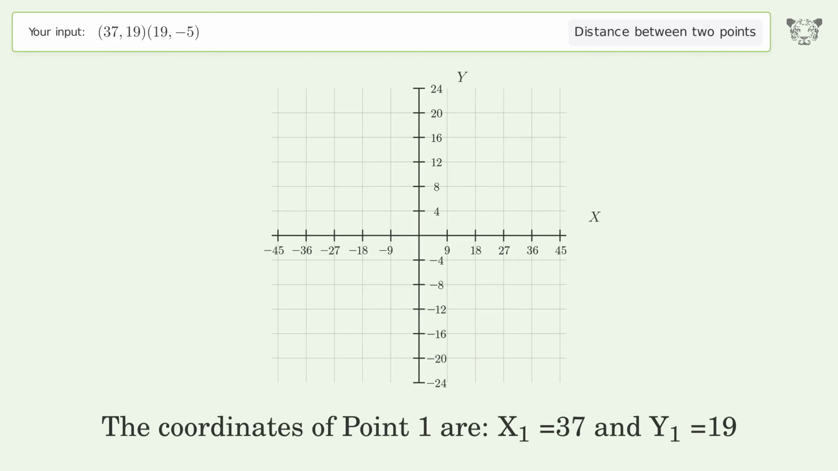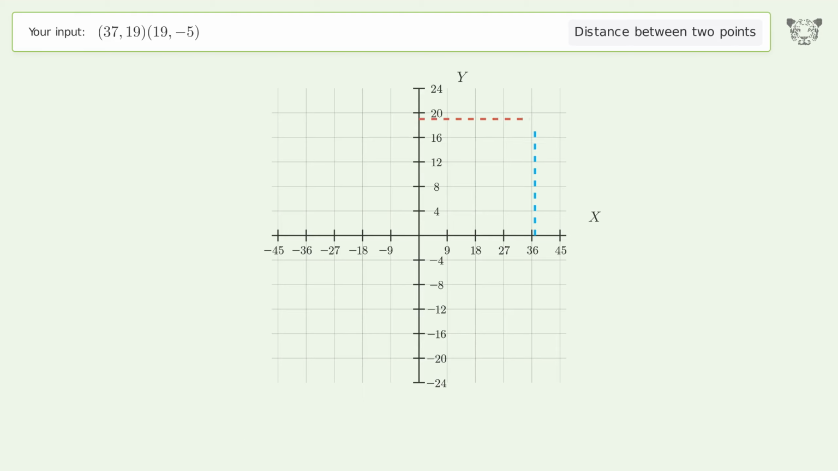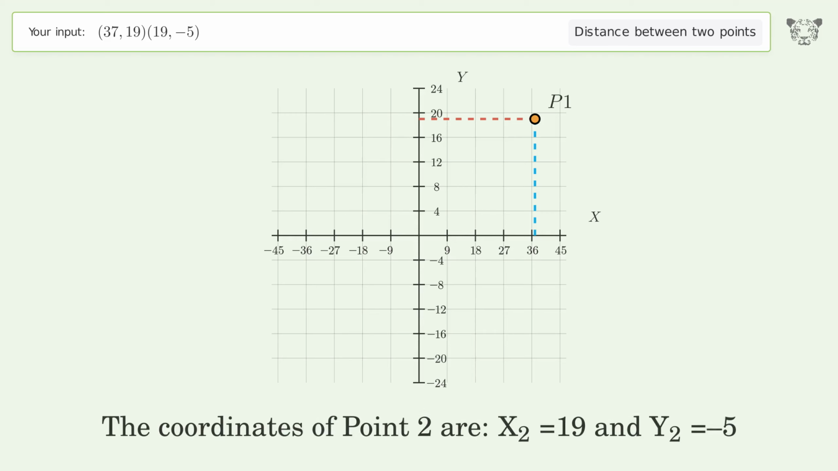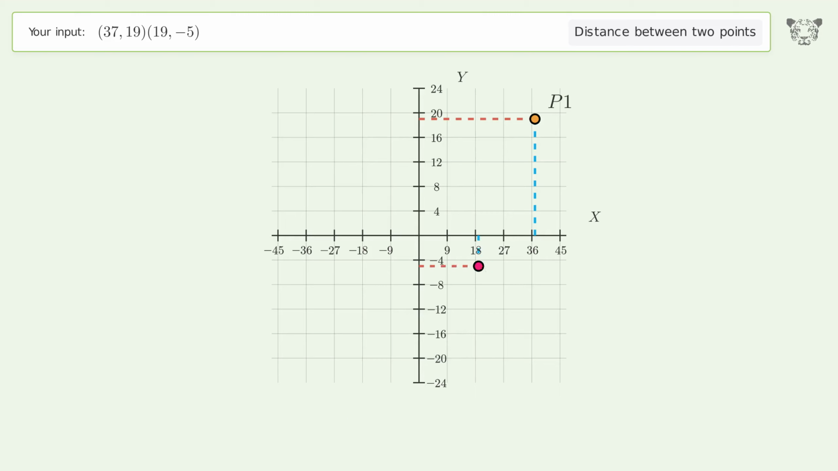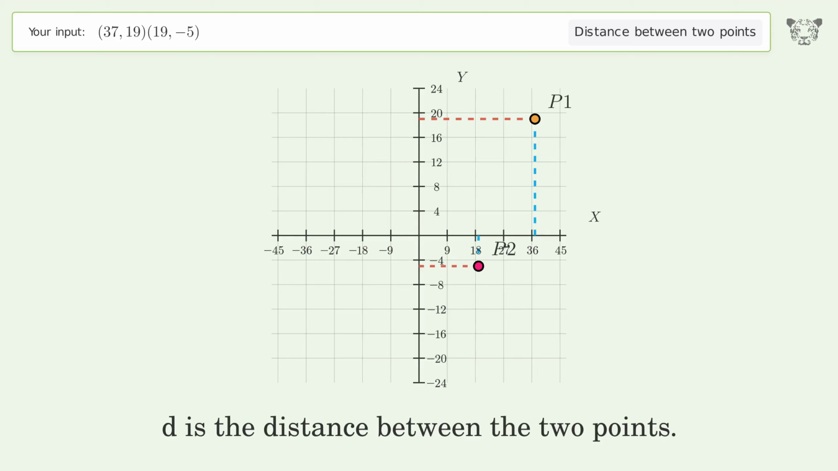The coordinates of point 1 are, x1 equals 37 and y1 equals 19. The coordinates of point 2 are, x2 equals 19 and y2 equals -5. D is the distance between the 2 points.